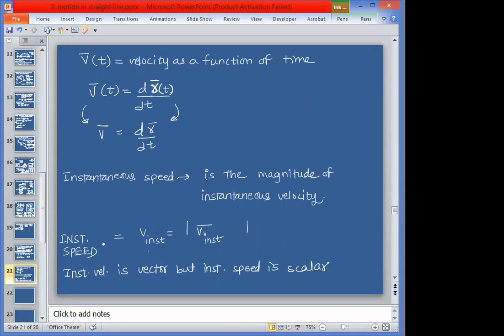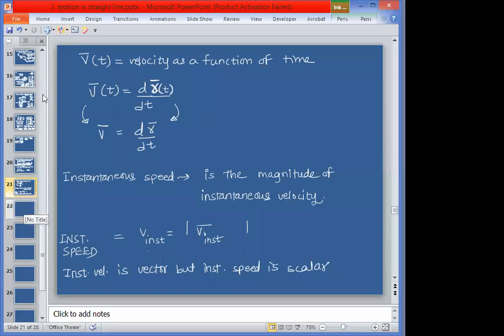Whether it is velocity or speed, average or instantaneous, the unit will always be meter per second. Today we will solve some examples based on this concept of instantaneous speed and instantaneous velocity.